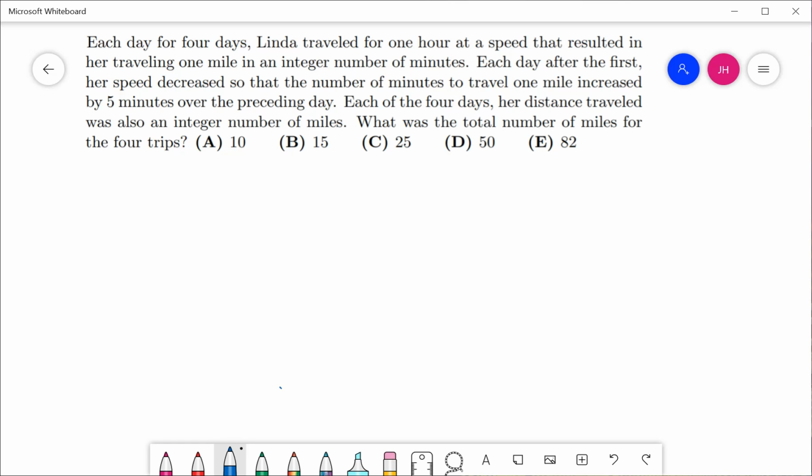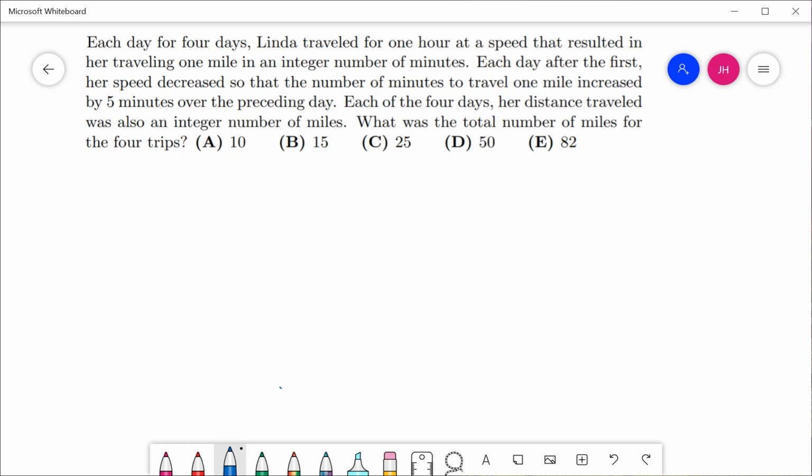Let's look at this problem. Each day for 4 days, Linda traveled for an hour at a speed that resulted in her traveling 1 mile in an integer number of minutes. Each day after the first, her speed decreased so that the number of minutes to travel 1 mile increased by 5 minutes over the preceding day. Each of the 4 days, her distance traveled was also an integer number of miles. What was the total number of miles for the 4 trips?